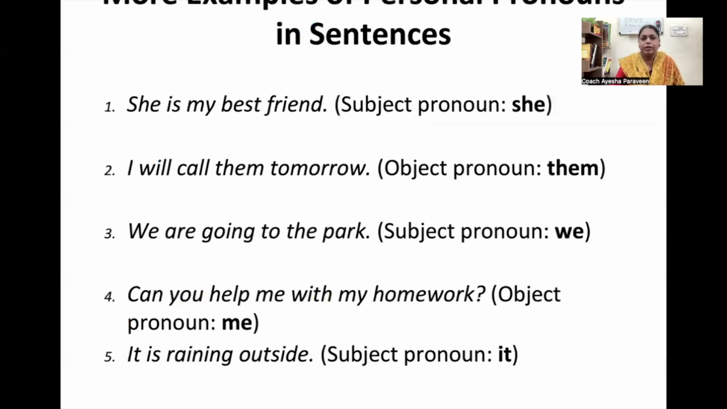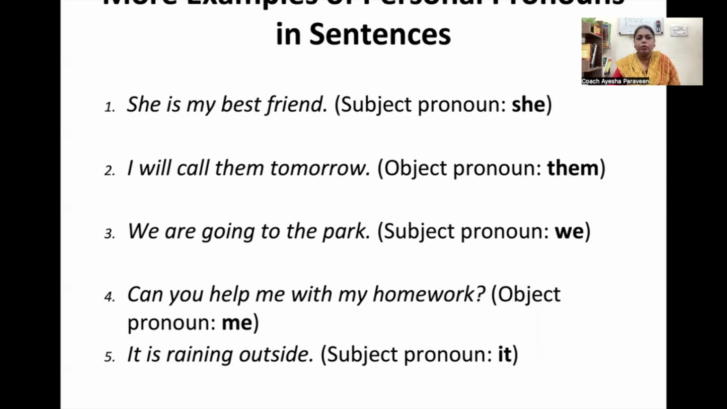Some more examples so that you get more clarity. I don't want to run fast. I want you to understand, absorb it, and make it more clear. You should not have any more confusion about subjective pronouns and objective pronouns. That is why I am explaining with more and more examples. She is my best friend. The subject pronoun is she. She is my best friend, so she is a subjective pronoun.